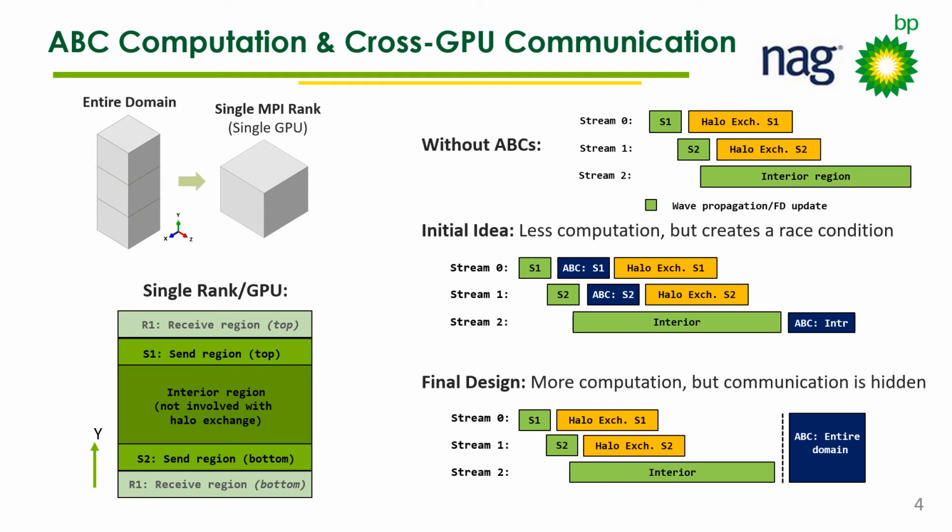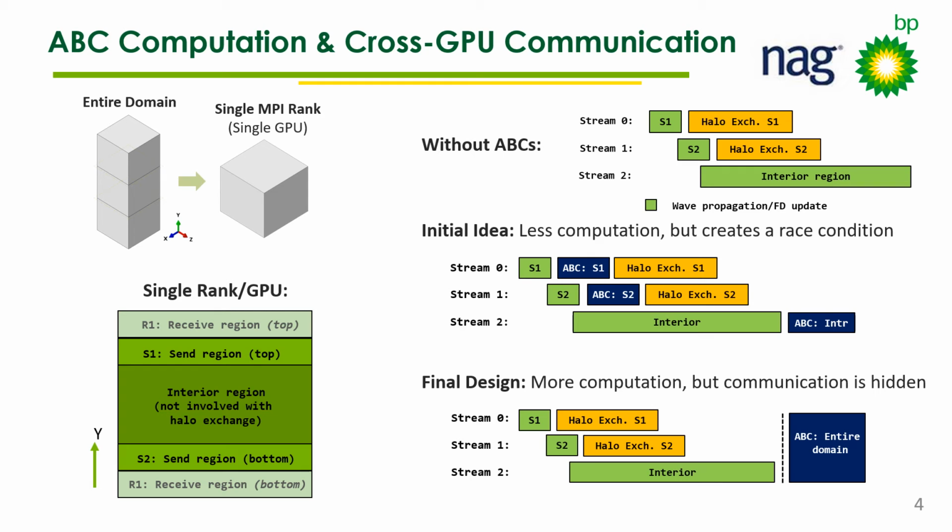While the past two points occurred on single GPUs, there was also the issue of cross-GPU communication. Typically, one would assume less computation results in a faster code. If we compute the absorbing boundary condition before the halo exchange, we do not have to calculate the absorbing boundary condition in the receive regions.